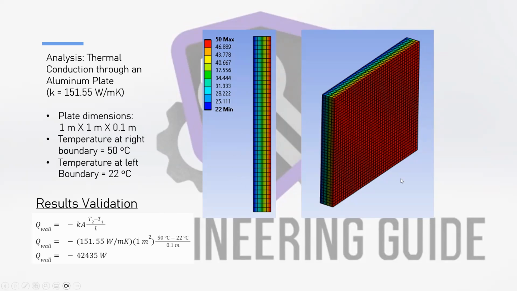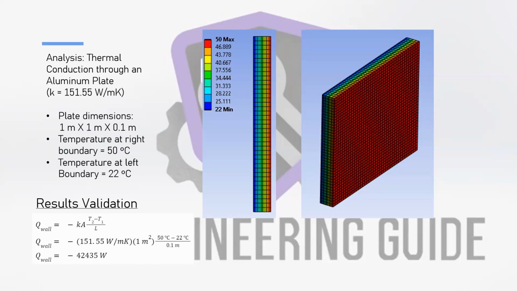The images on the right-hand side here show the results that we should be getting from Ansys, and the calculations down here are going to be used in order to validate the results that we are going to get from Ansys. So based on all the information that we've provided in this problem statement, by plugging it into Fourier's law, we can calculate the total heat transferred through the plate as negative 42,435 watts.